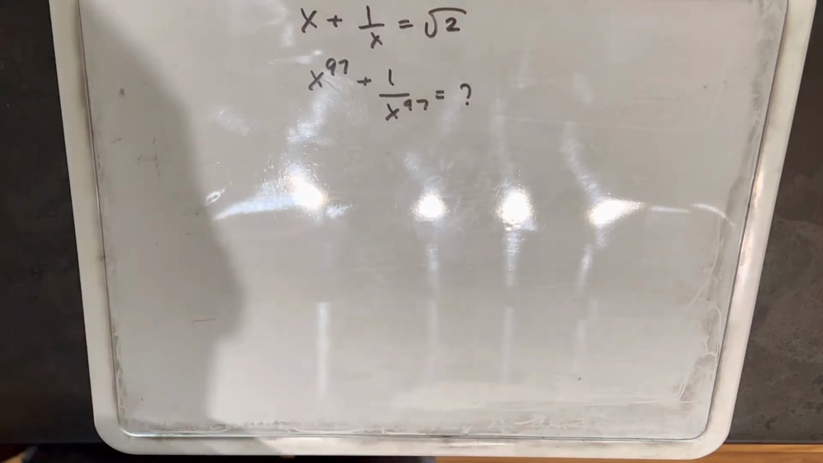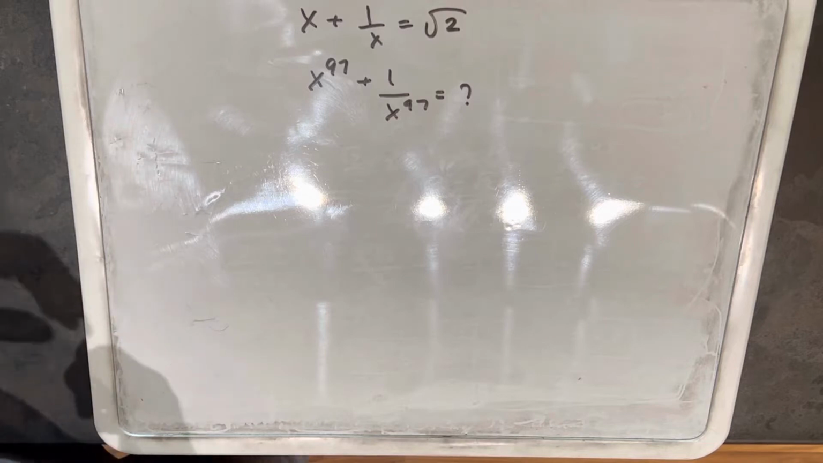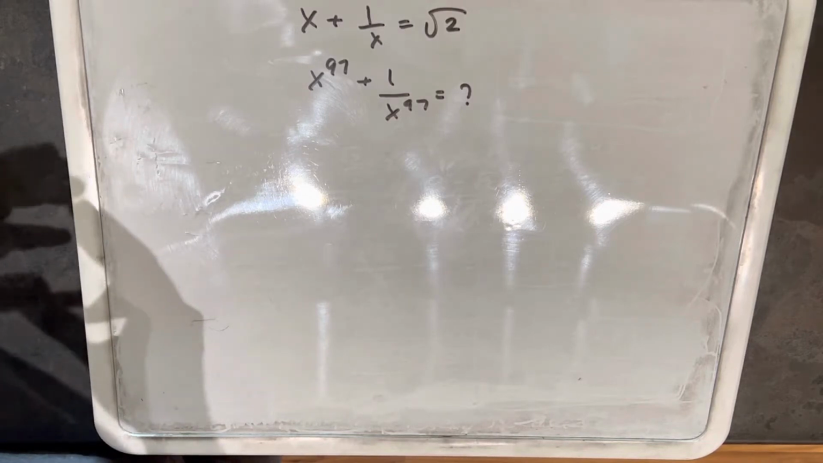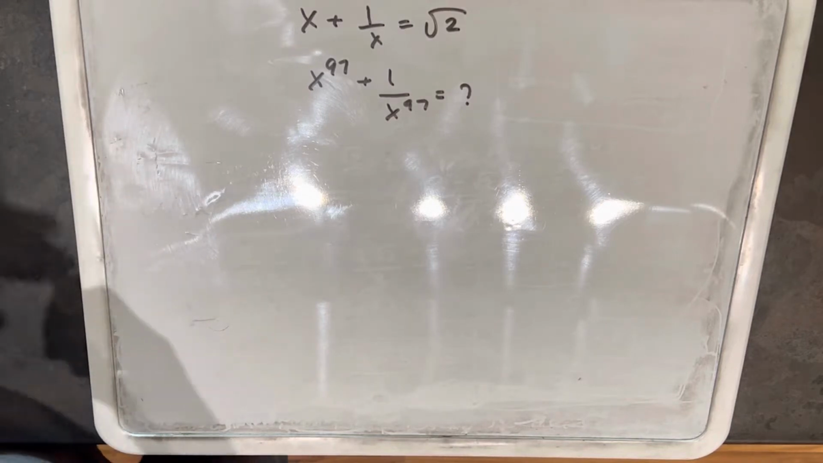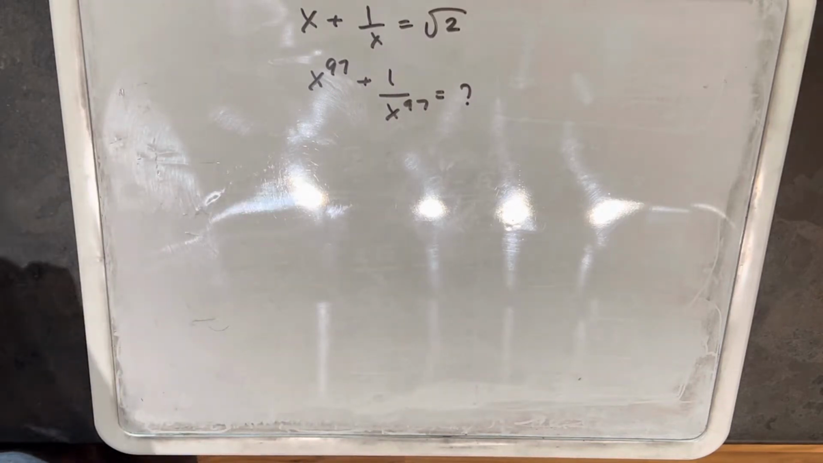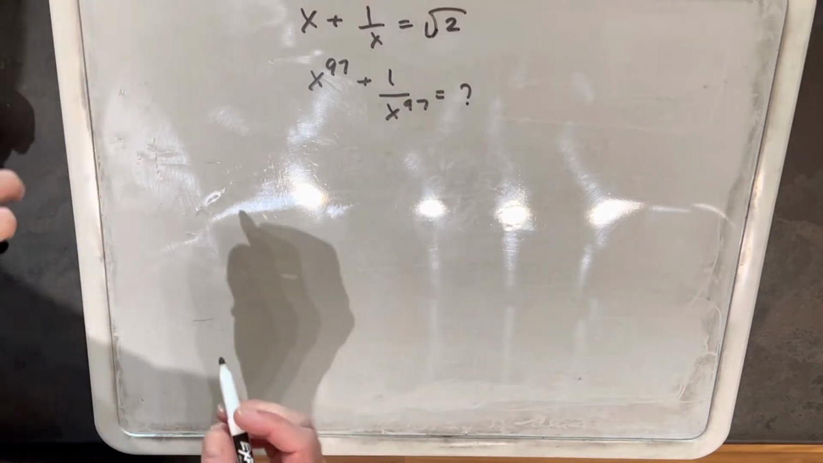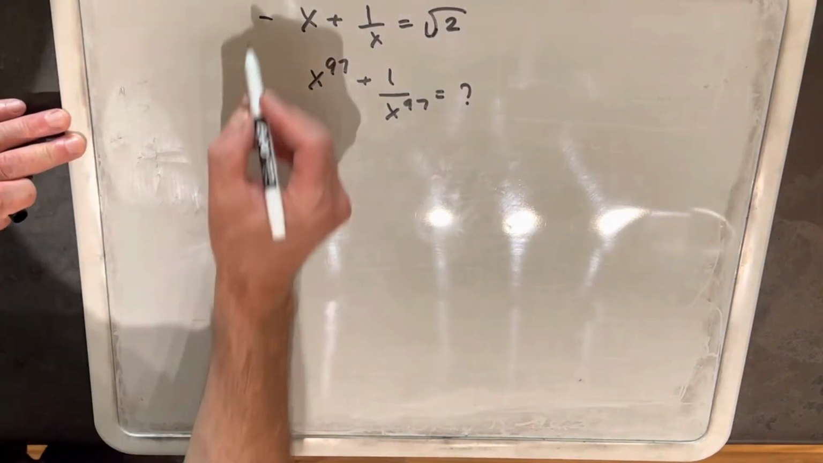Hey, I have this problem on the board here. Today I have a reciprocal problem. I have x plus 1 over x equals the square root of 2. And then we have x to the 97th plus 1 over x to the 97 equals something we need to find.